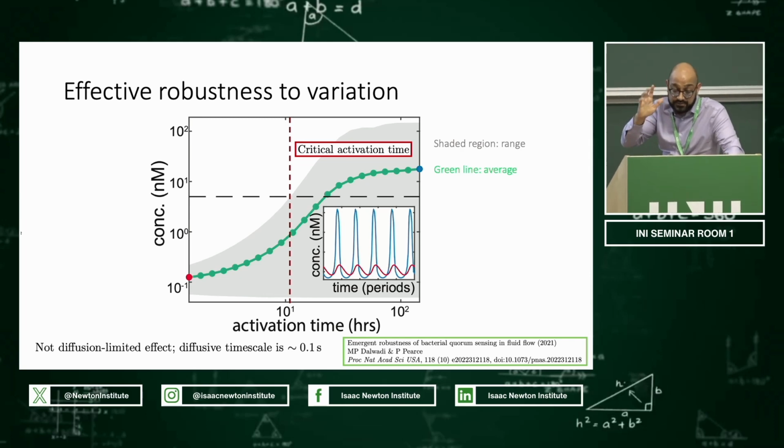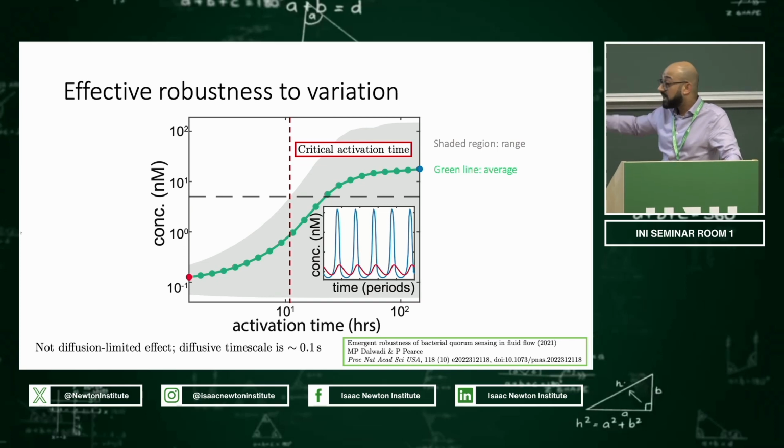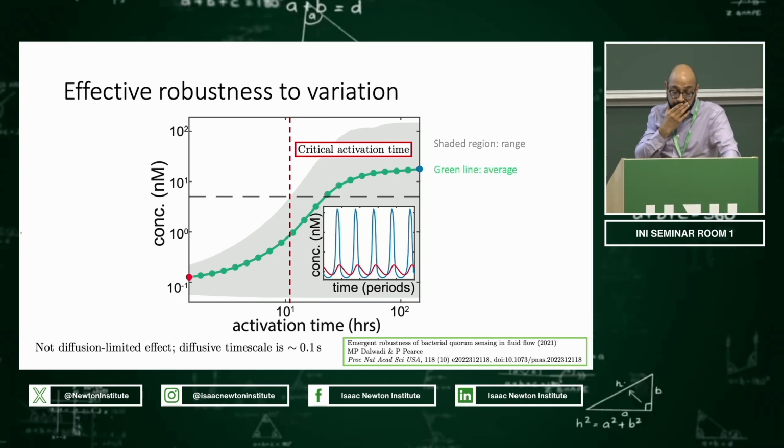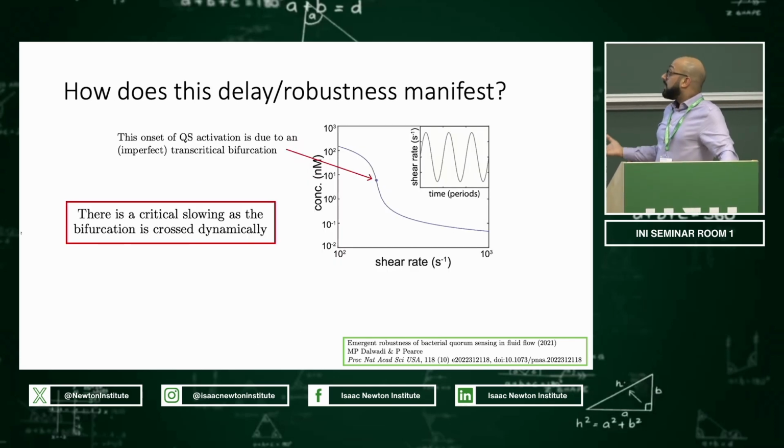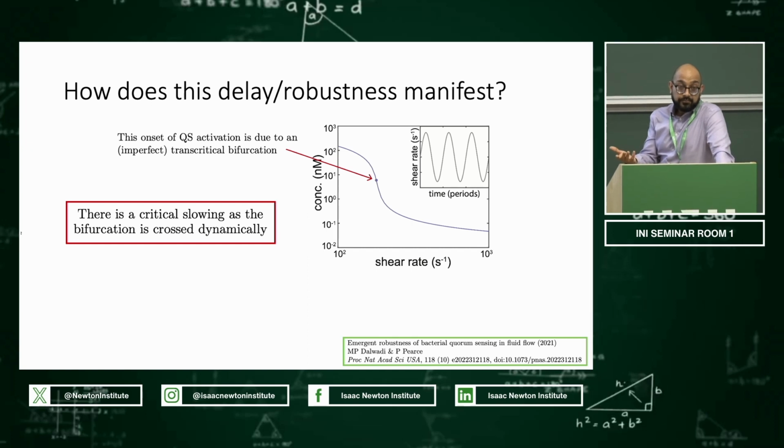Vertical diffusion here is a fraction of a second because the cell layer is very thin, and reaction timescales here are in the order of minutes. But this critical activation timescale appears to be several hours. So what is causing this?